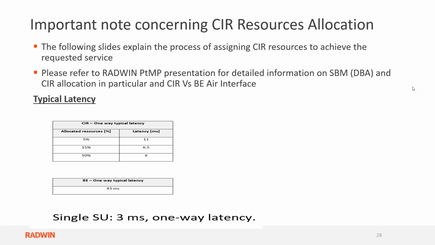But look, the typical latency: if I put 5%, I will get 11 milliseconds. If I increase the resources to 15%, I will get 6.5 millisecond latency. At 50%, 6 millisecond latency. Best effort, one-way typical latency is 43 milliseconds. A single SU, 3 millisecond one-way latency.